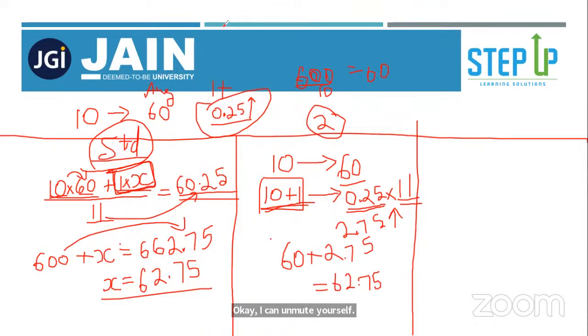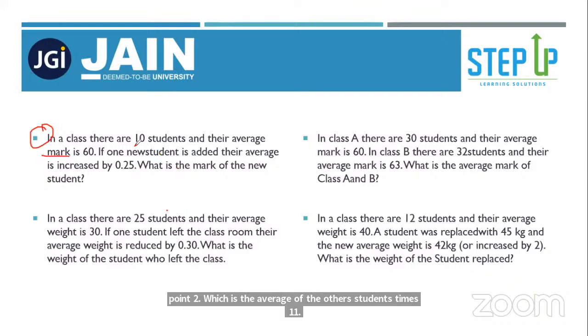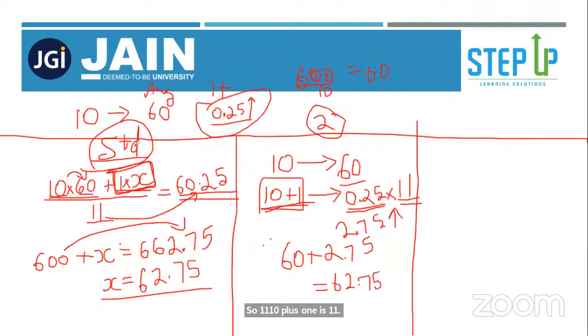Yes, sir. Good afternoon. May I know your doubts? My doubt is how did you arrive at this 11? You multiply 0.25 times 11. Where is the 11 coming from? Okay. How many students are there? Initially, there were 10 students, then one student is added. So 11. 10 plus 1 is 11.